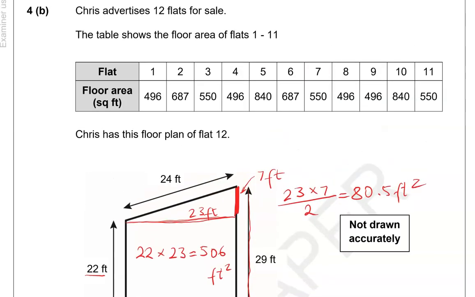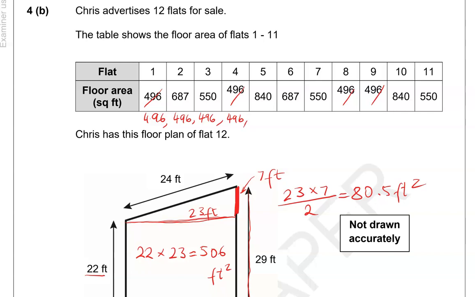So median, we put them in order and we work out the middle number, or numbers depending on whether it's 1 or 2 of them. So looking at these, which one is the smallest? So that is 496. We've got 496 again, 496 again, 496 again. So 4 times.